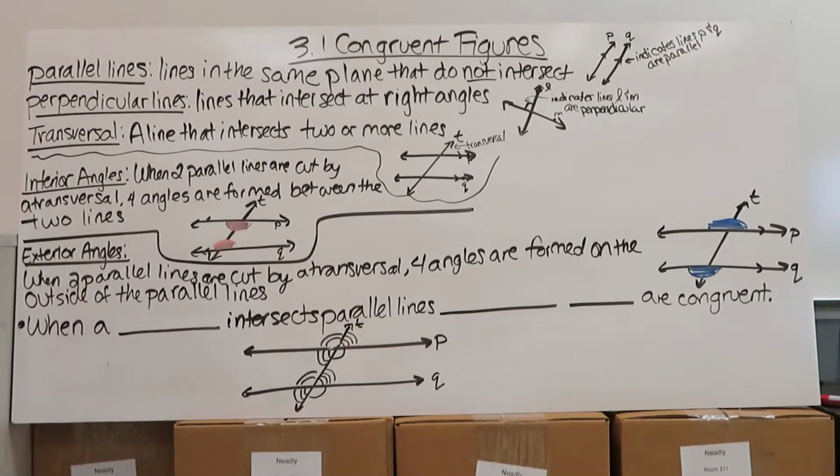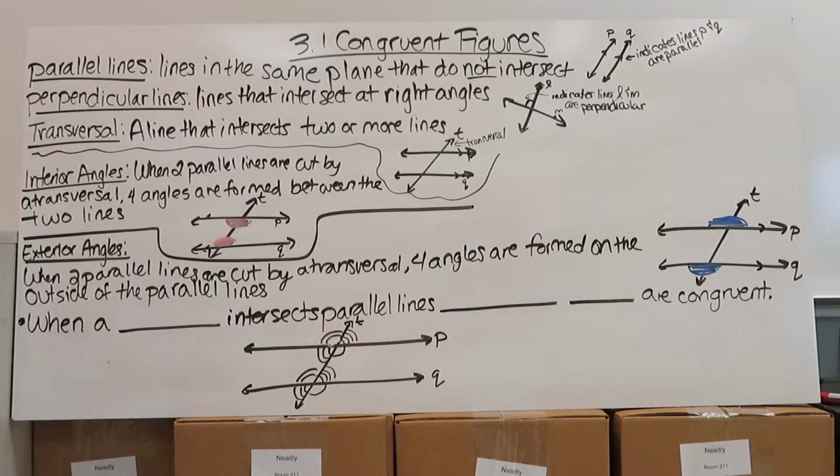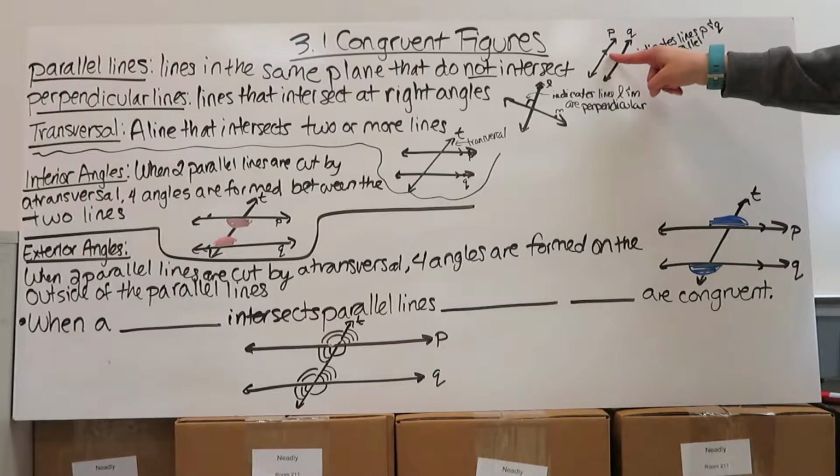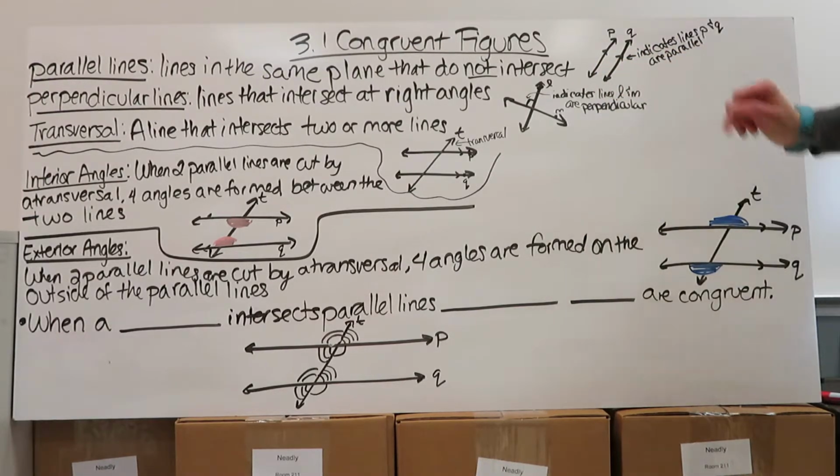Congruent figures. Parallel lines are lines in the same plane that do not intersect. So if we have P and Q, these are parallel because they don't intersect. These extra little arrows indicate that lines P and Q are parallel.